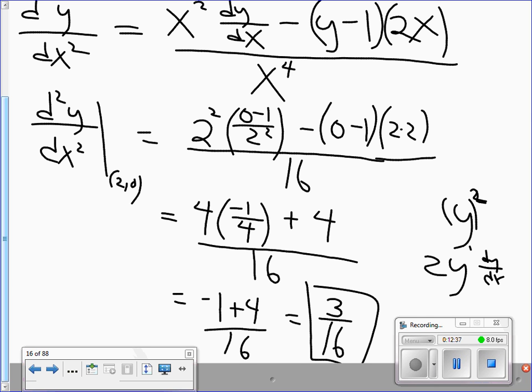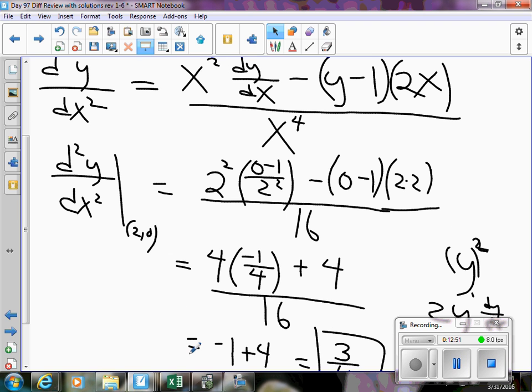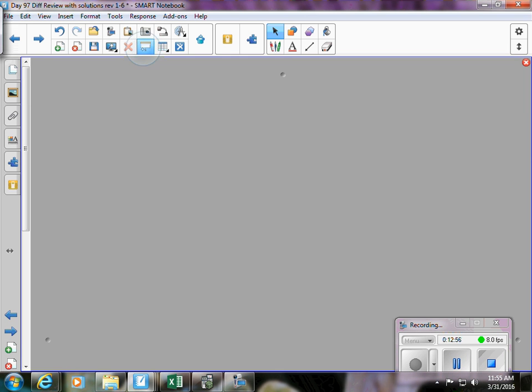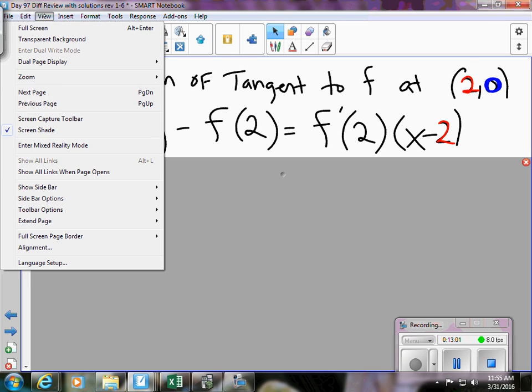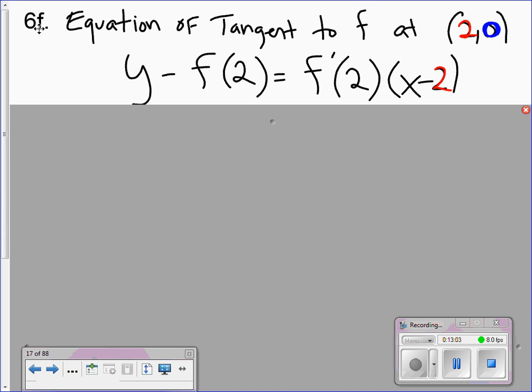Okay, so the next part, again, we have the derivative. We're given the differential equation, and they want us to write the equation of the tangent line to f at the point (2, 0). Well, this part, I'm just going to go do something. That part you want to be so good at. If anyone asks you to write the equation of a tangent line to a function f at a particular point, this part should be automatic by now. If not, get it down.